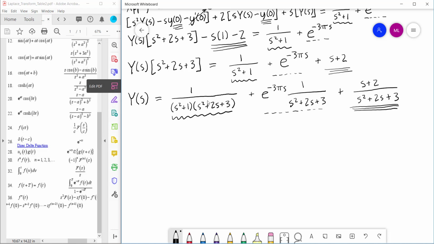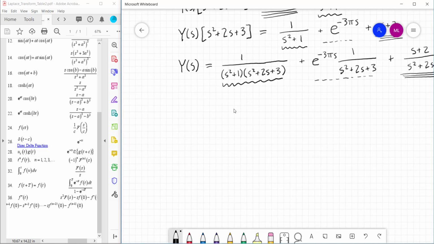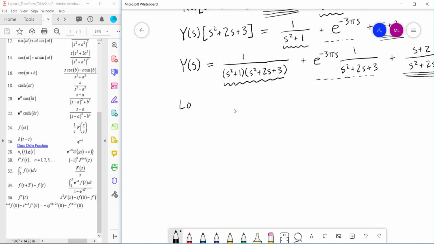So let's deal with each one of these individually and inverse transform them back. We've got to change their form into something that shows up over here in the table. That's going to require some partial fractions and a little bit of algebra and so on and so forth. We're going to have to factor this or complete the square if it's not factorable. We'll deal with that in a minute, and we'll get these things looking a little bit better. So let's start with our squiggly term.